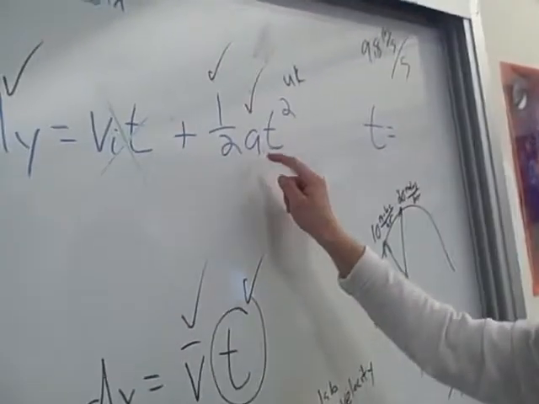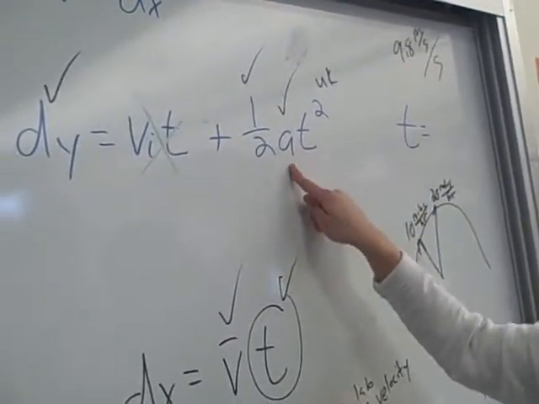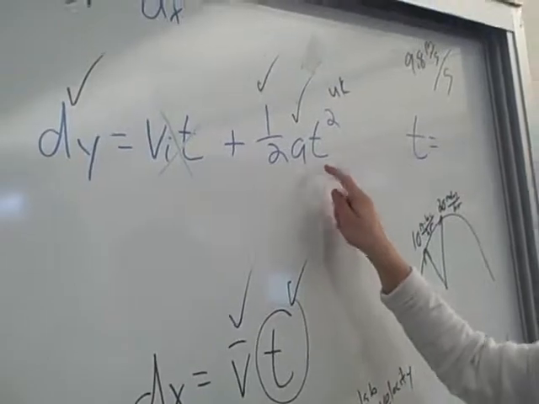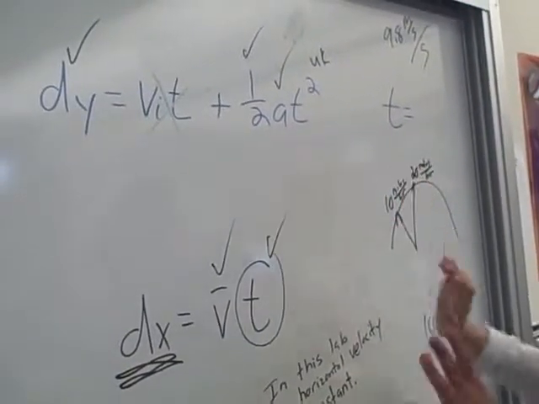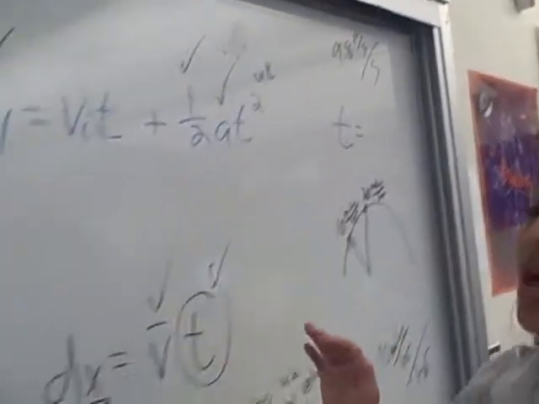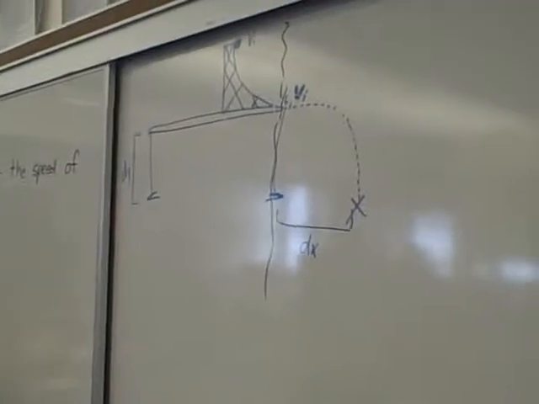Then you do half AT squared. A is 9.8, which is acceleration due to gravity, and time squared. You do the math, and you get T. So then that would be your dy. So that would be the complete dy for the y direction.